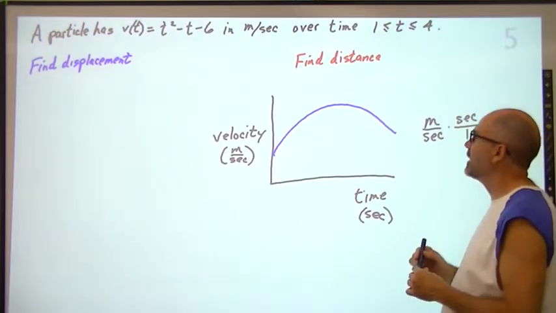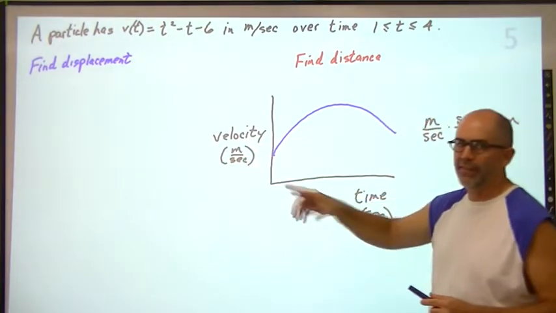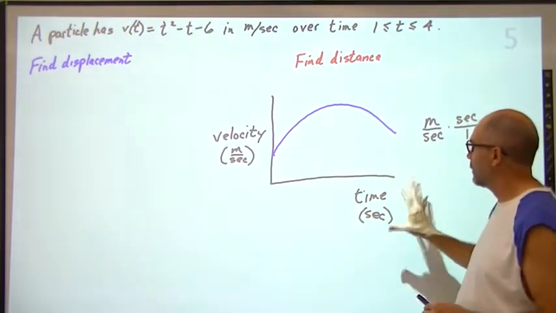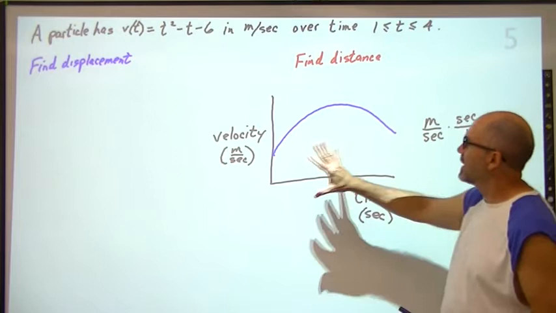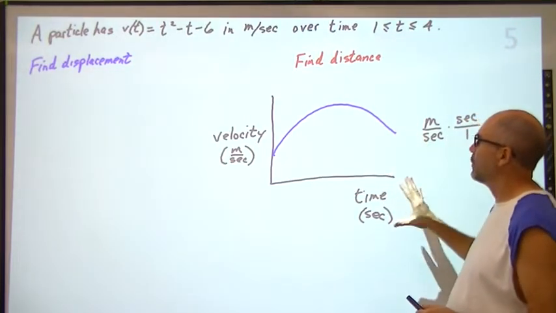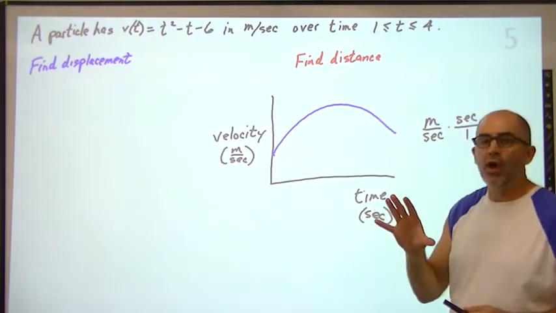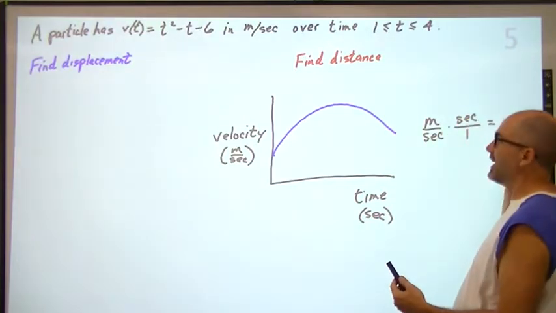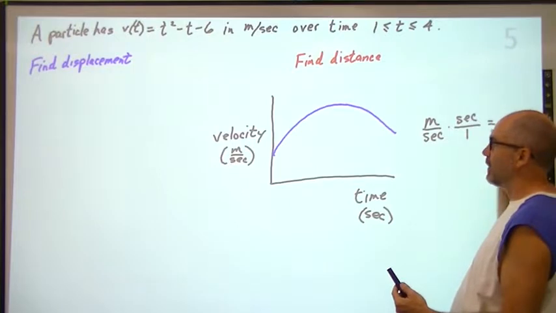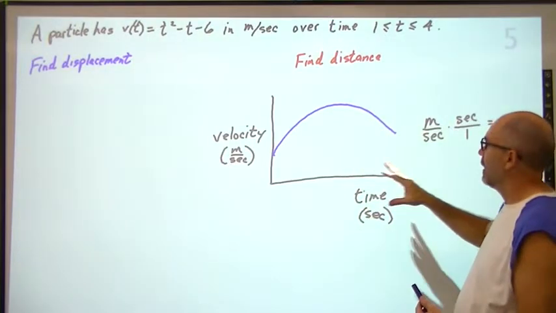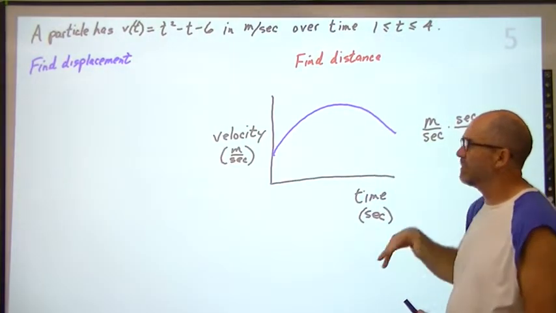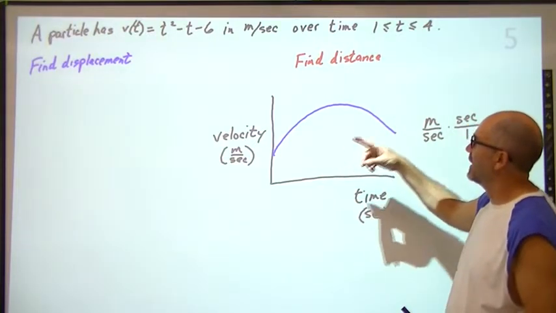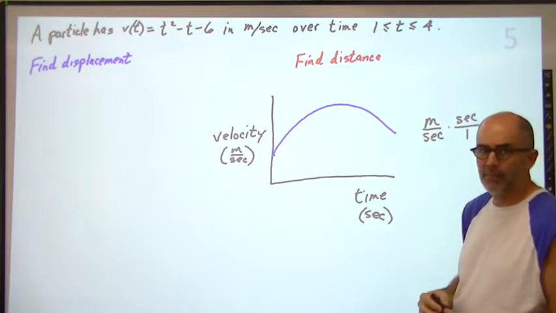So anytime you're given a rate of change, and that's what velocity is, a rate of change of distance with respect to time, and I want not the rate anymore, but the quantity of the thing that changed, then I take the area under the curve, which is basically the integral. So the integral of velocity is distance.